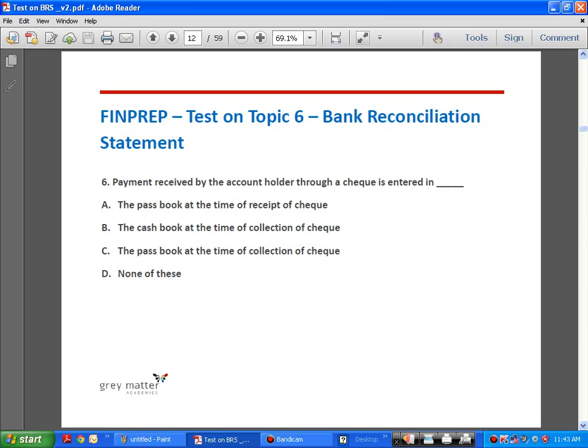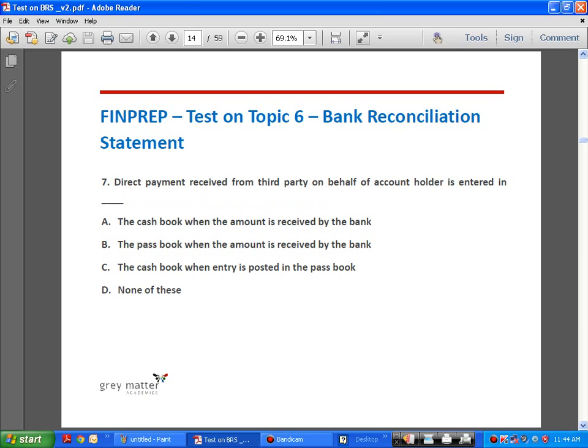Payment received by the account holder through a check is entered where? Entered in the passbook at the time of receipt of check, in the cash book at the time of collection of check, in the passbook at the time of collection of check, none of these. So when the account holder receives a check, it is entered in the cash book at the time of receipt of check and it is entered in the passbook only at the time of collection of check. So there could be a difference between receipt of check and collection of check, which ultimately leads to a timing difference and a difference in the balance between the passbook and the cash book. So here the answer is C.